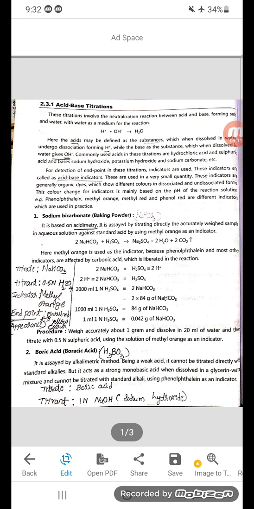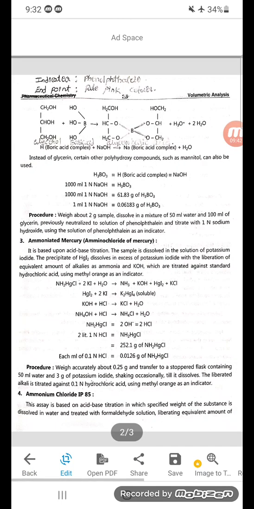Then another important example of acid base titration is ammonium chloride. In this assay, again the acid base titration reaction takes place. Here the titrate is ammonium chloride, the titrant is 0.1 normality sodium hydroxide, the indicator is phenolphthalein and the endpoint will be pale pink color.